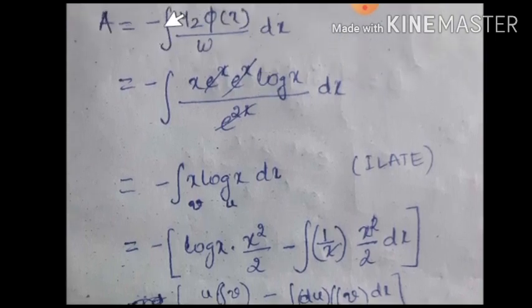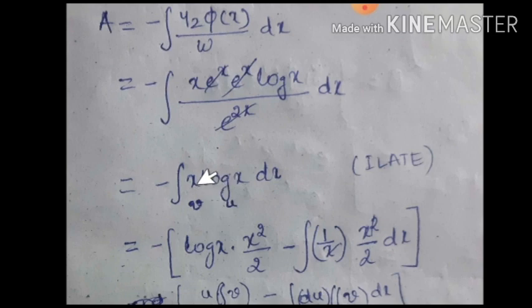With minus sign, the formula for a is minus. So I substituted y2 as x e to the power of x, phi of x as e to the power of x log x, and w we obtained as e to the power of 2x. Again here base is e, so we have to add the power: x plus x will become e to the power of 2x. So e to the power of 2x and this e to the power of 2x get cancelled. What is left out? x into log x.